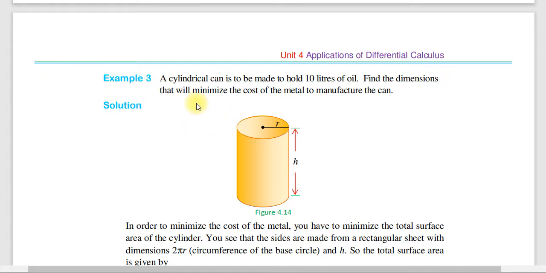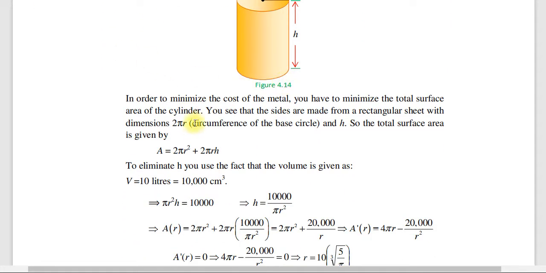እንግዲህ በዋናነት አንዱ አፕሊኬሽን ደግሞ cost minimization ነው ብለናል. ስለዚህ cost እንዴት አድርገን minimize እናደርገዋለን? In order to minimize the cost of the metal, you have to minimize the total surface area of the cylinder. You see that the sides are made from a rectangular sheet with dimensions 2 pi r, which is the circumference of the base circle, and the height. So, the total surface area is given by area is equal to 2 pi r square plus 2 pi r h ተደርጎ ነው የሚሰራው. Okay?